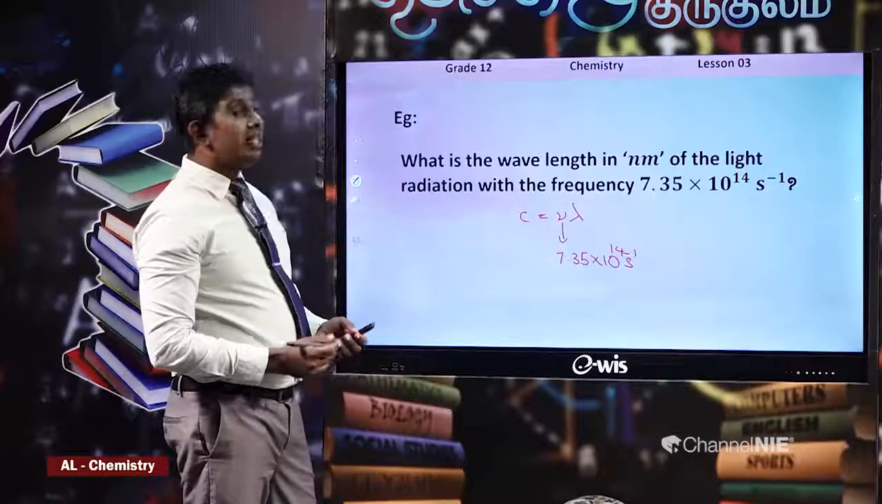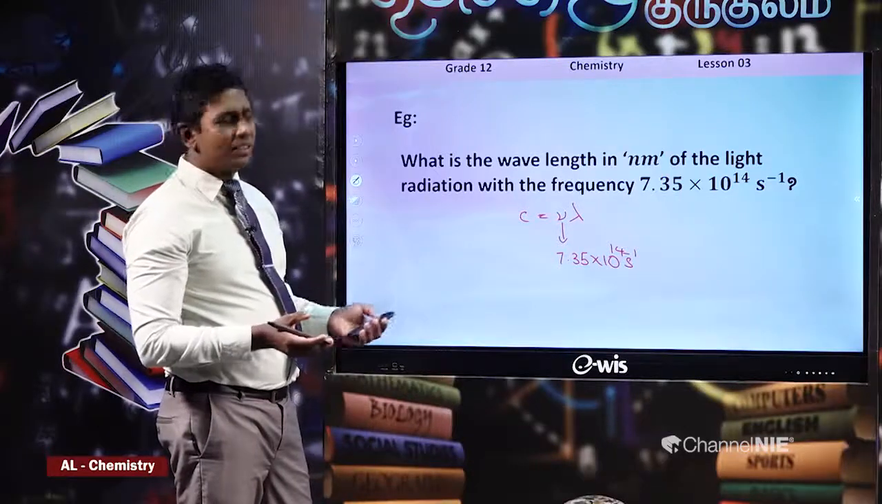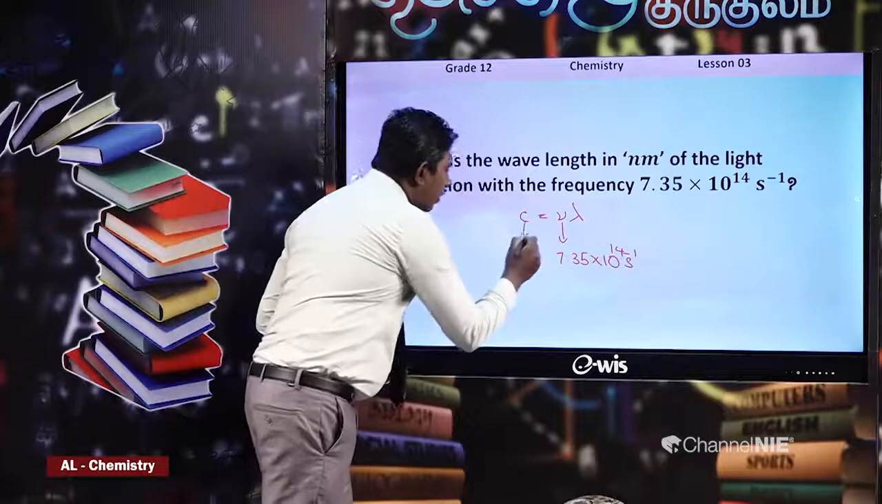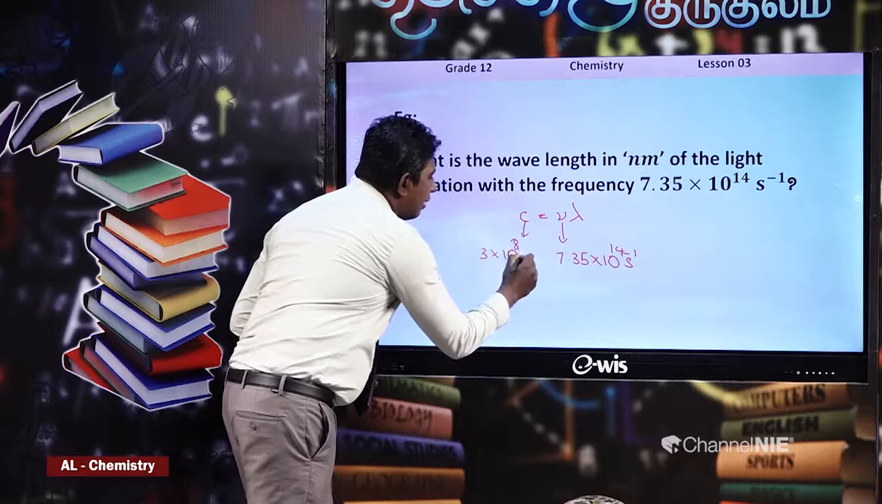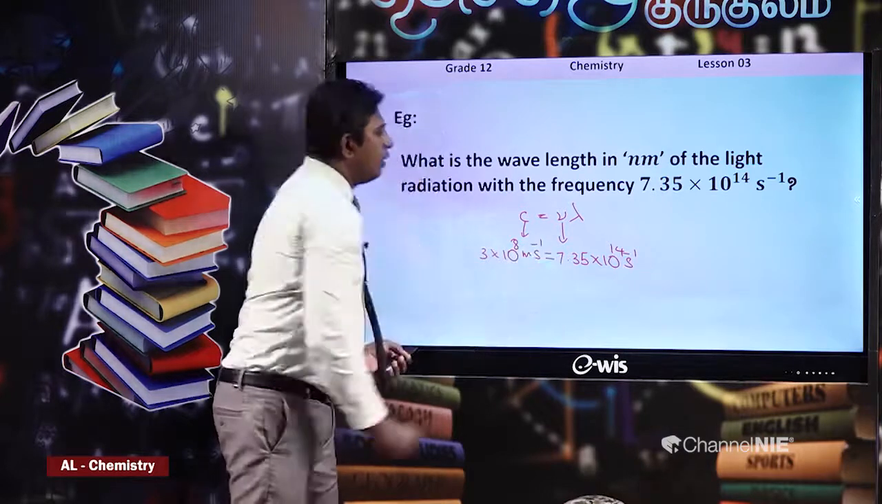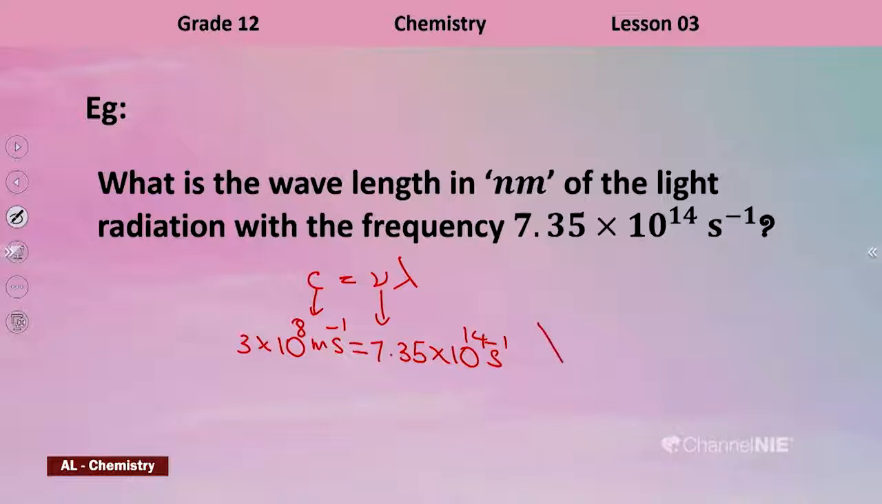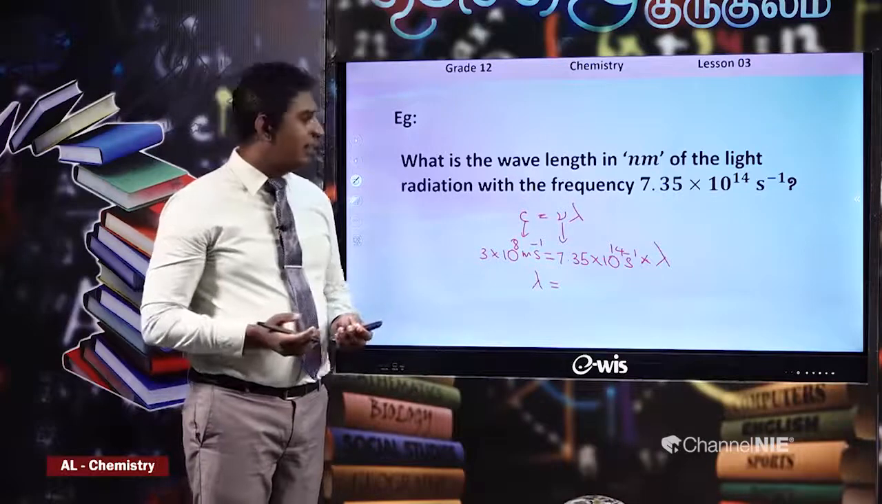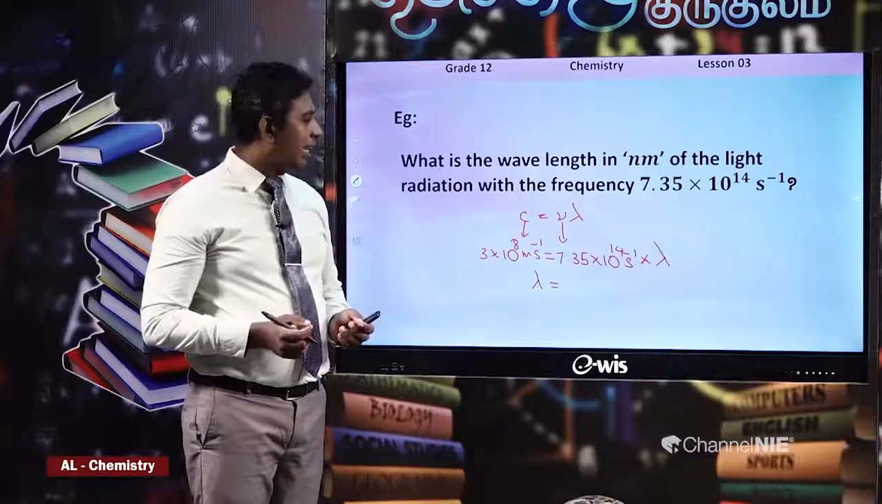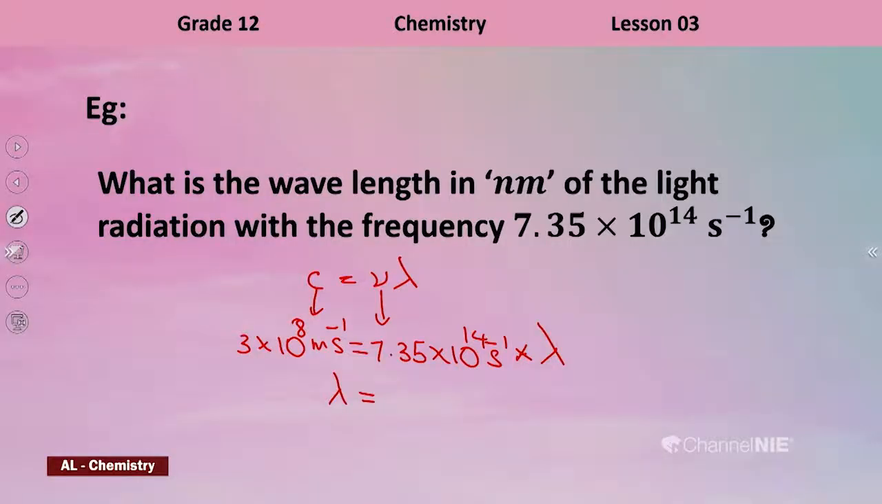Remember, always substitute those values with the units. Then, hope you know this already, students, it's 3 into 10 to the power 8 meters per second. So what we need to find here is the lambda. Lambda is the wavelength. Students, wavelength, but they ask in nanometers. Let's transform our answer into nanometers finally. First, let's find the answer. Okay, let me use the log table again.